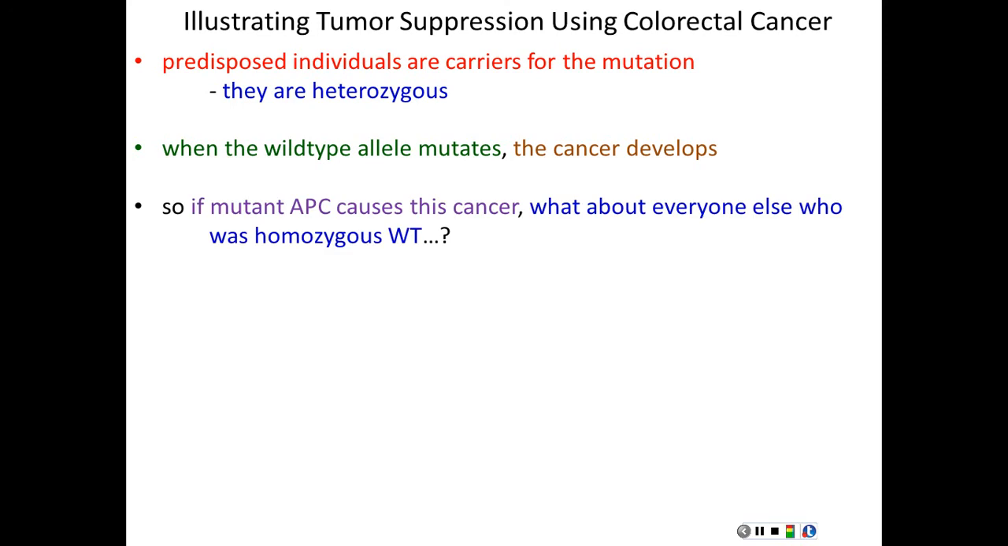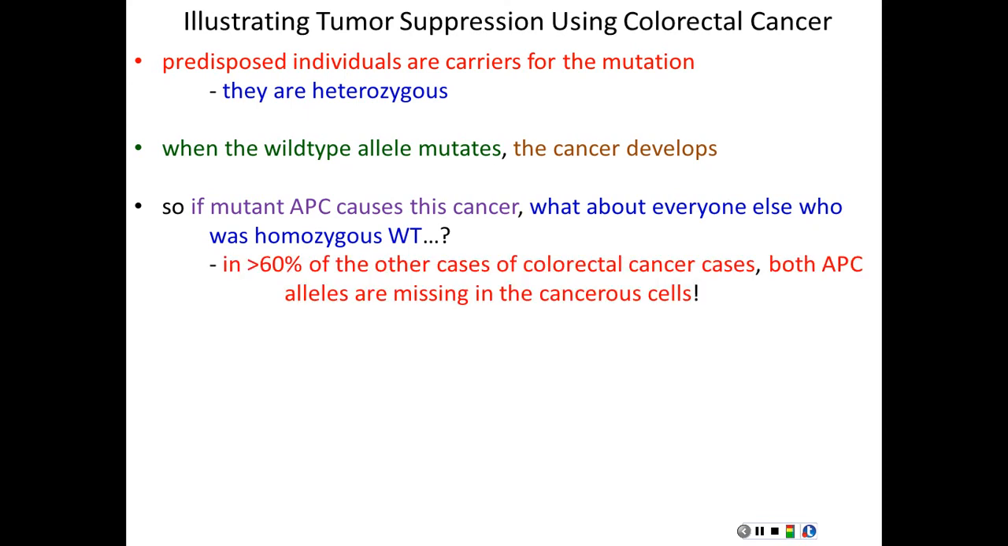So if mutant APC causes this cancer, what about everybody else who didn't have the genetic predisposition? What about all the people who just get colon cancer out of the blue? Those people who were born homozygotic wild type for the tumor suppressor gene. Well, believe it or not, in over 60% of those other cases of colorectal cancer, when we look and see what is going on in the genomes of those cancers, we see that both APC alleles are missing in the cancerous cells. So even though the family gave us a clue of the role APC was playing in this cancer, we now know that APC plays a similar role in most other colorectal cancers as well.